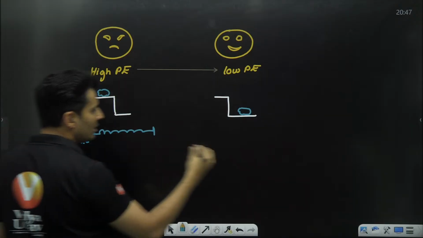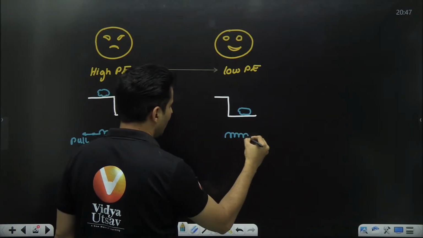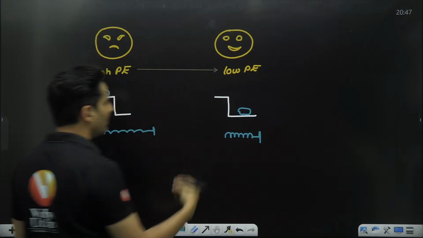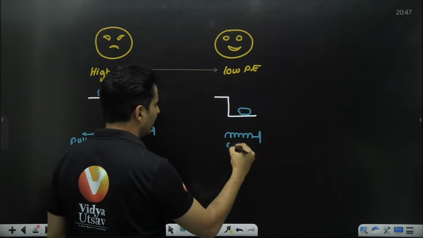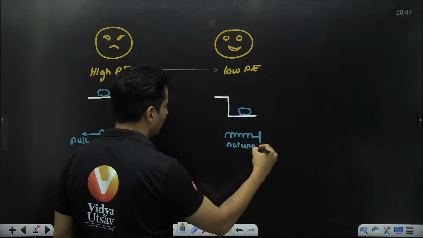Now it is unhappy. You release the spring, zoop, it will come back like this, and it is very, very happy. It is at its natural length now.